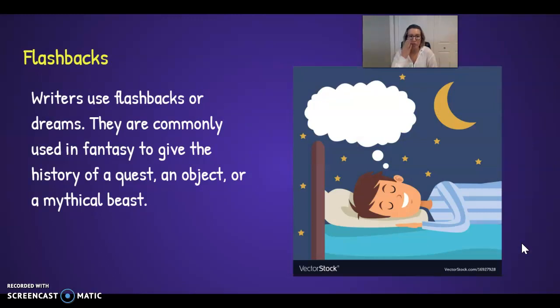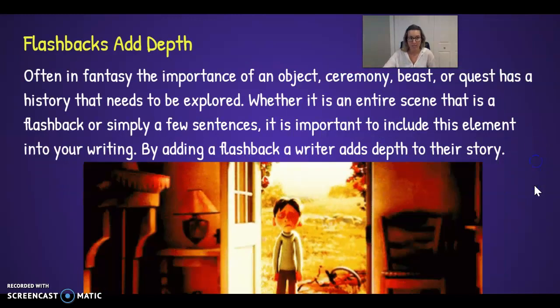Writers use flashbacks or dreams. They are commonly used in fantasy to give the history of a quest, an object, or a mythical beast. So in fantasy writing, we often have objects, goals or quests, or some sort of creature that needs to be explained. What is the history behind this object? This is where flashbacks can become very useful. Using a flashback can take you back into the past to explain to your reader where the origin of this object is, this beast, or maybe why you're on this quest as well.